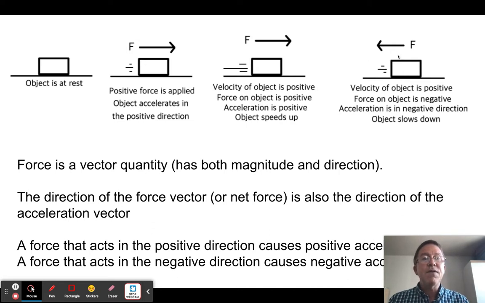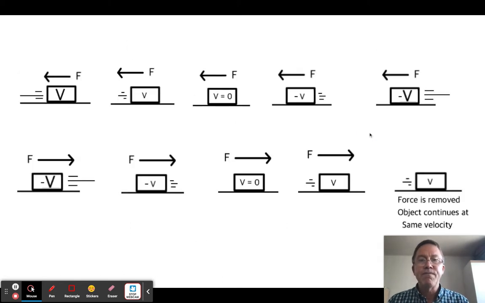But if the force is then directed in the opposite direction, now remember, whatever the direction of the force is, that is the direction of the acceleration vector. So now I have the object, its velocity vector is pointing in the positive direction, but the force vector and therefore the acceleration vector is pointing in the negative direction. So therefore the object is going to slow down, eventually stop, and then go in the negative direction.